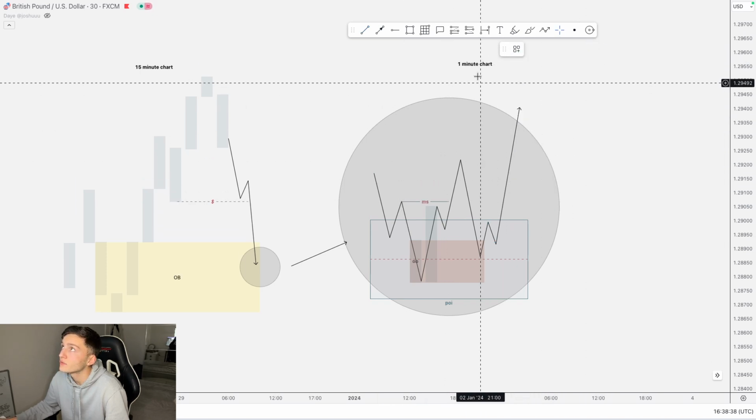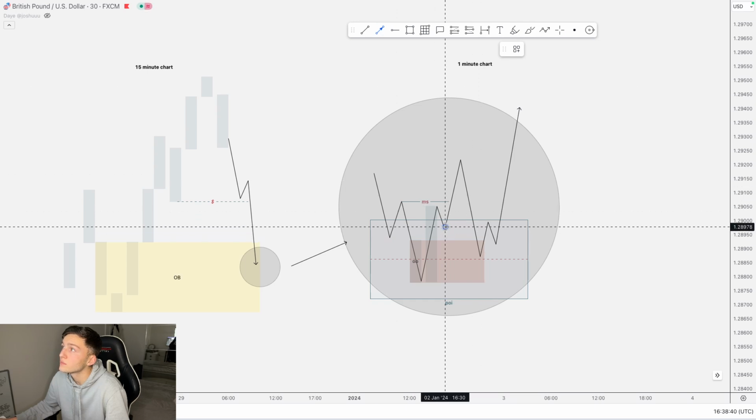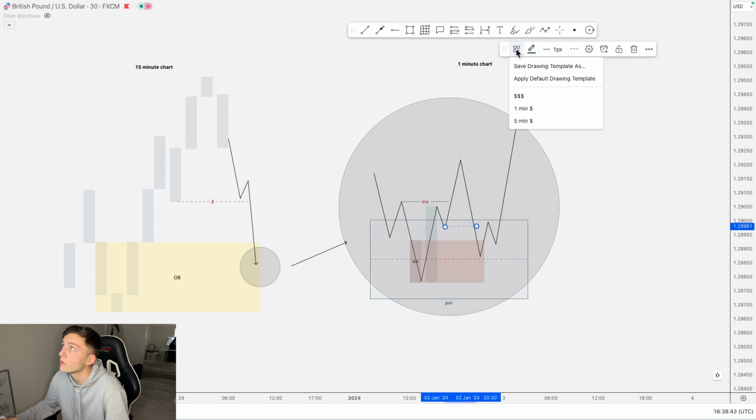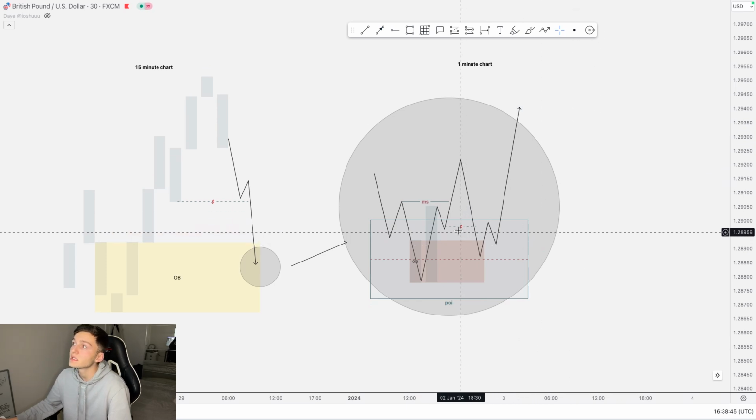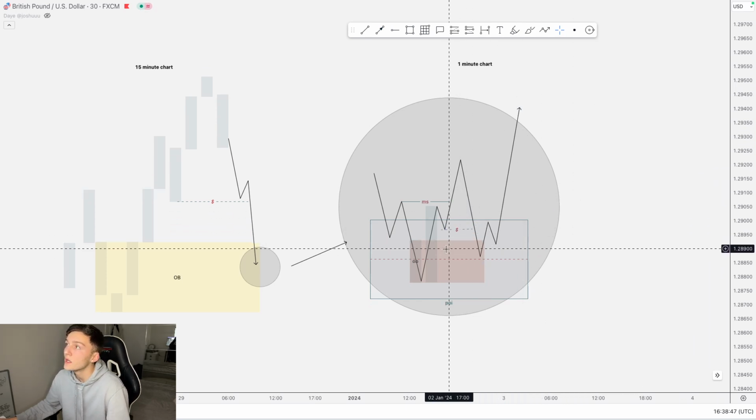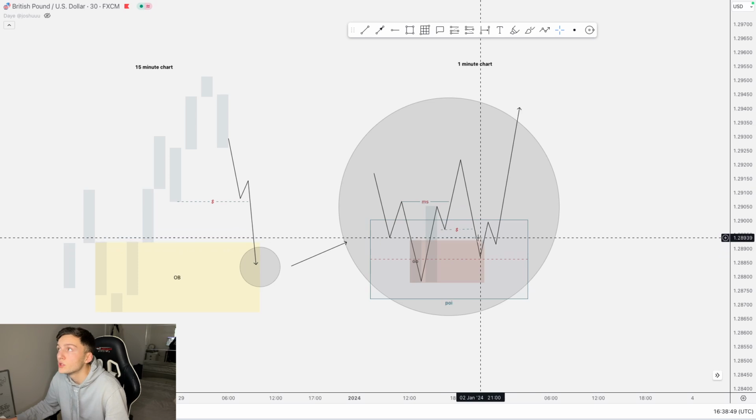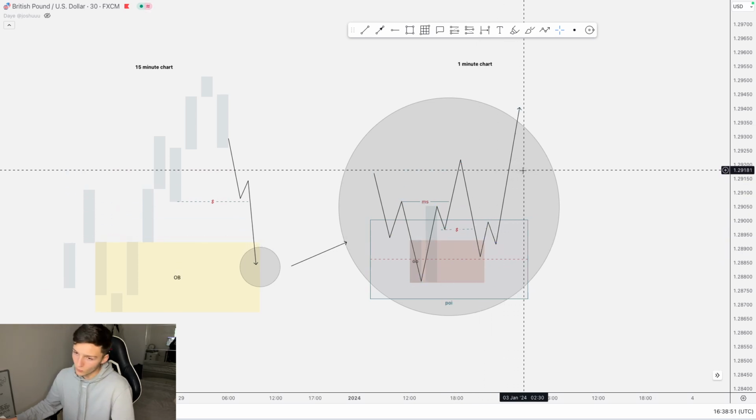So we've broken structure, mark that out as an MS, market shift. That's our market shift. Our liquidity is going to be this previous low. So our order block or point of interest isn't going to be until after this liquidity has been swept. Wait for price to push into the newly formed order block, and then we look for buys.